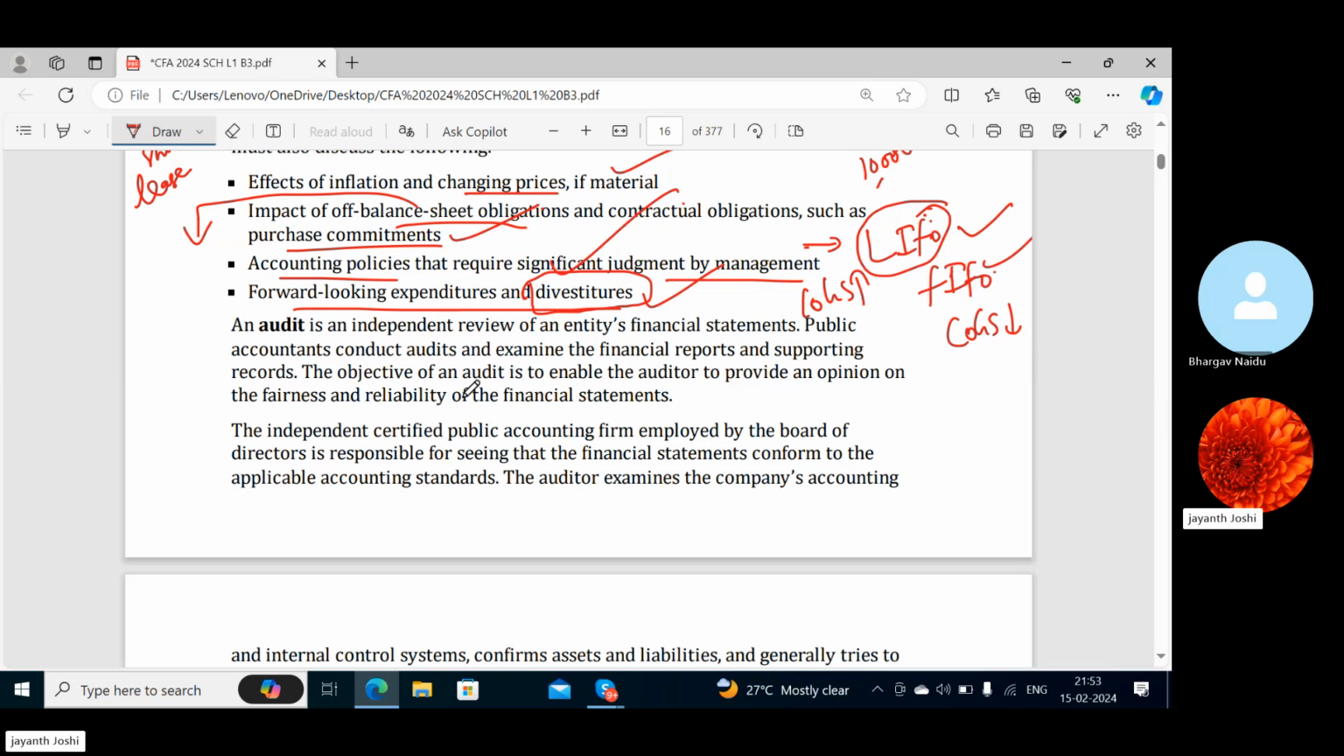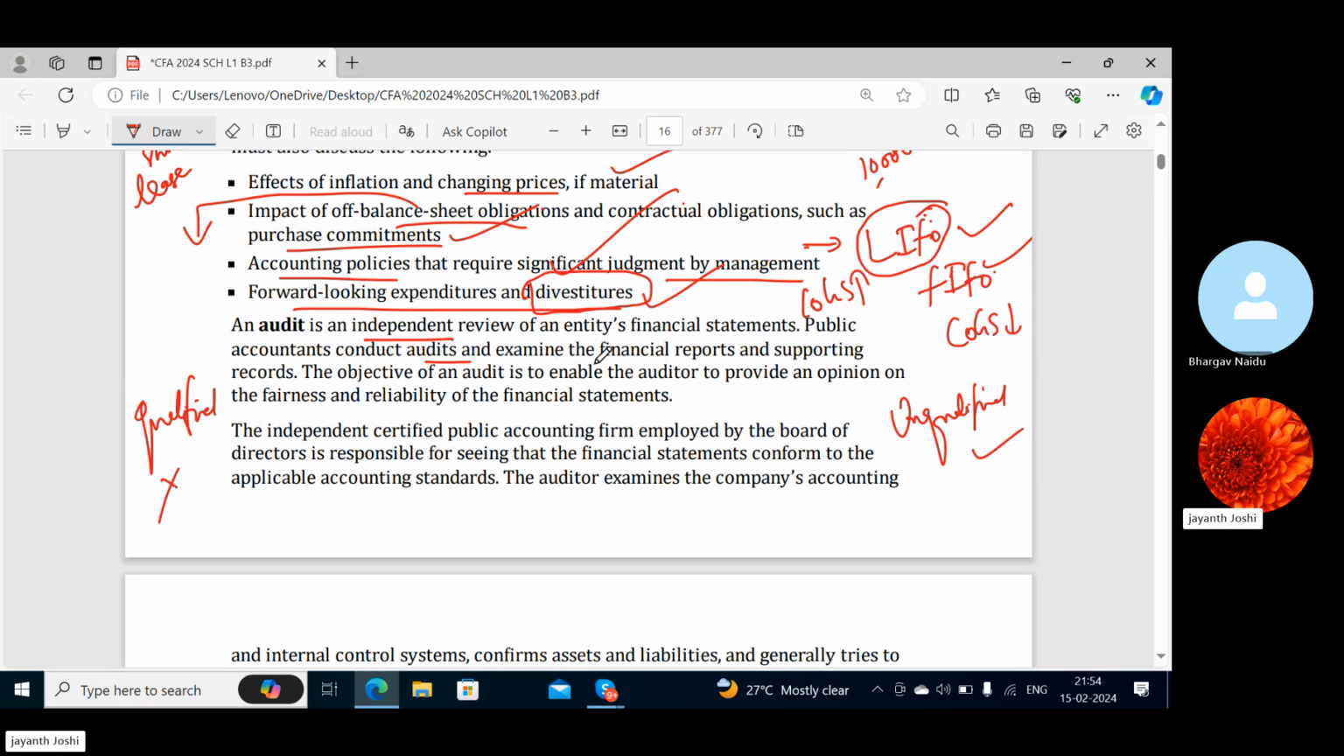Unqualified, or non-qualified, I can say, qualified is not good, unqualified is a good opinion. So an audit is an independent review of companies. Independent because they are external people. They have no pressure from the company.